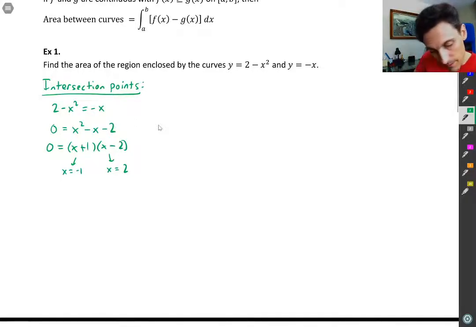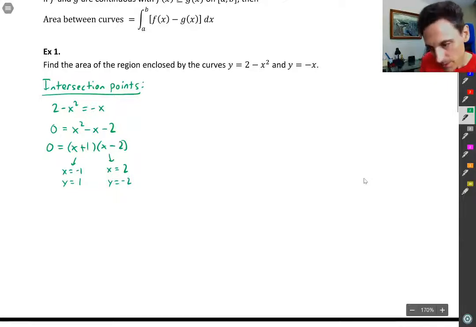So then if you wanted the y values, you could plug in those x values into either of these two functions. They should give you the same thing, since the y values should be equal at these x values. And probably the y equals negative x is easier to plug in to, so you'd get y equals negative of -1, which is +1, and y equals -2 for the other one.